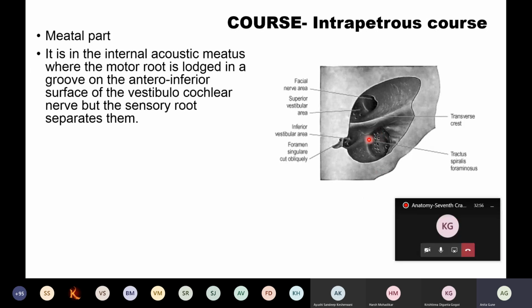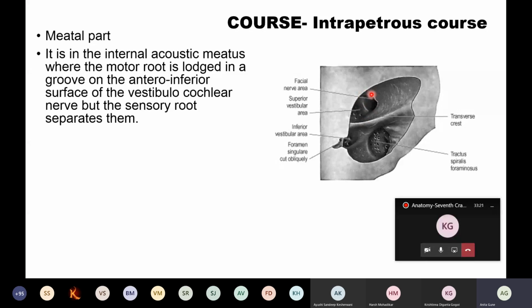So here the sensory root and the motor root will be running through it, where there will be a groove for it, which is present at the anterior-inferior surface. After they go here, you remember the sensory root of the facial nerve will separate the motor root and the vestibulocochlear nerve. So they are running parallel to each other.